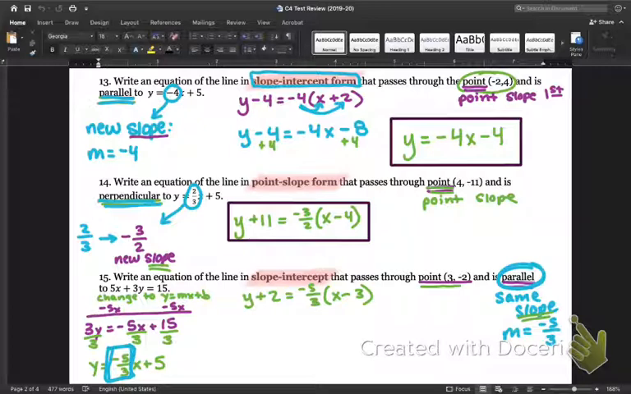So here's where we need to change it to slope intercept form. First thing, get rid of the parentheses by distributing. Then we need to get y alone on the left side by subtracting 2. Once we do that, we're done.